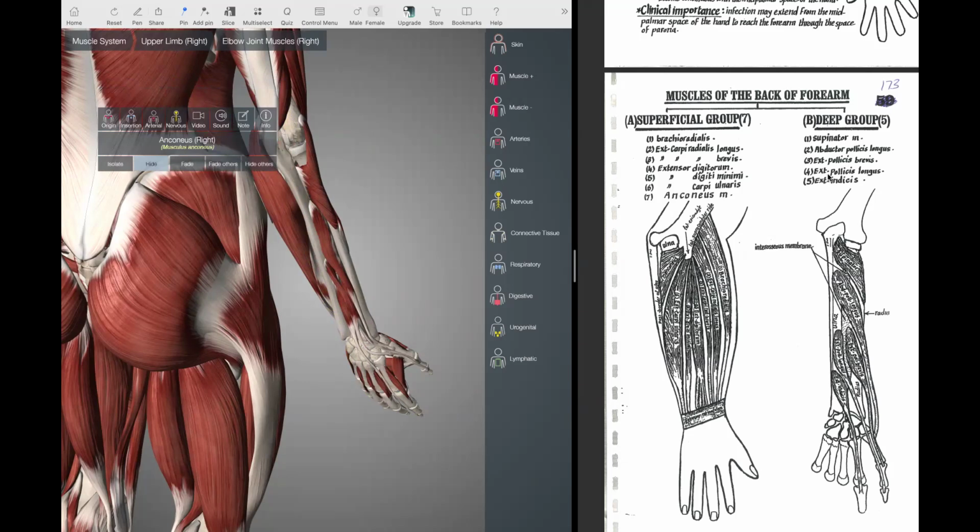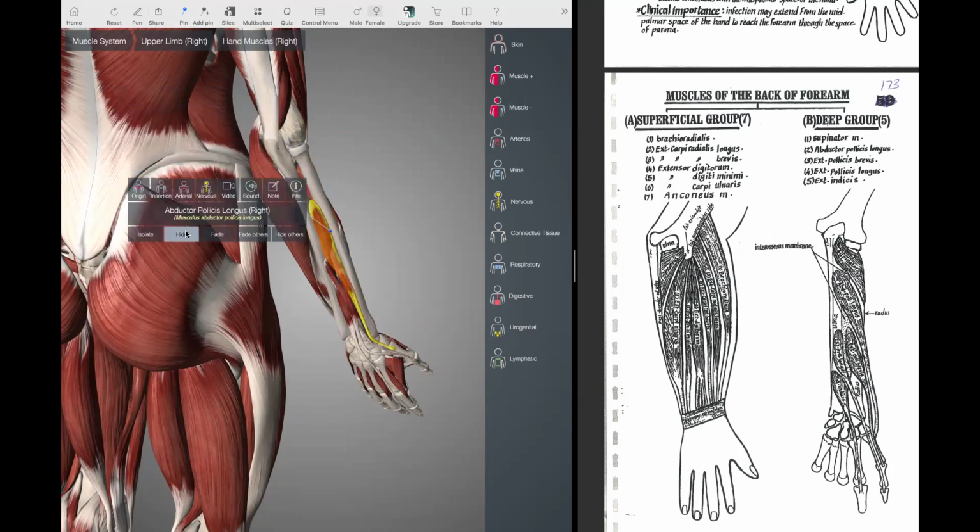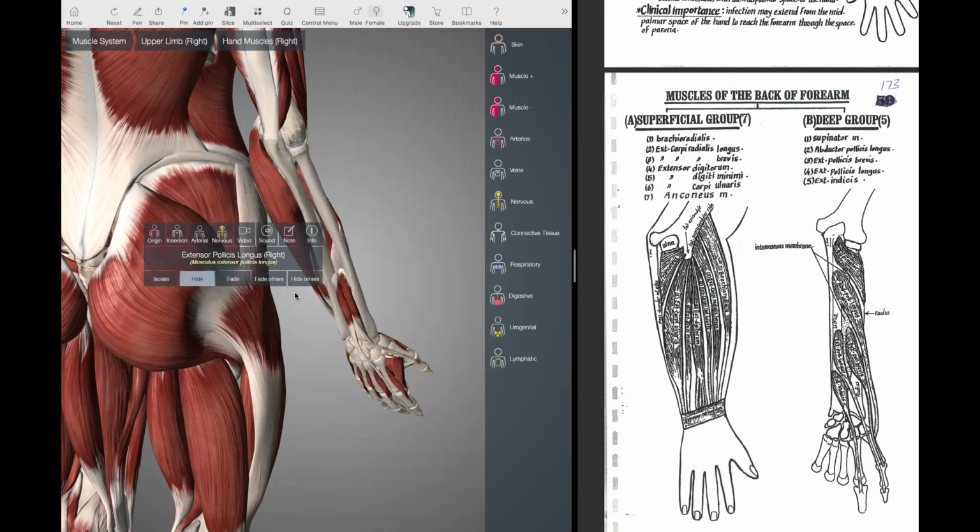Then we go deep now. We're in the deep. Supinator. Abductor pollicis longus. Extensor pollicis longus. Extensor pollicis brevis. And finally, extensor indicis. Do you see it?